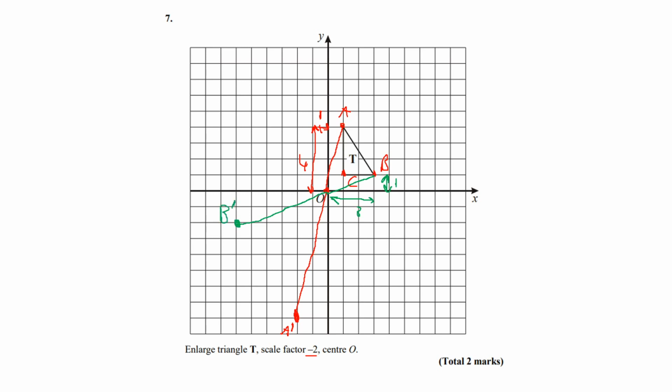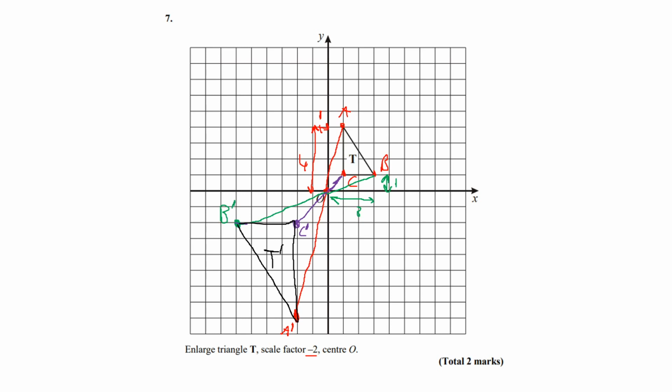And finally, we need to do the same for C, excuse me. So C is here. This one's very easy. It's just 1 across, 1 down. So here we need to go 2 across, 2 down. And here is C prime. Let's connect the dots together. So we got A, B, and C. And we're left with T prime over here.